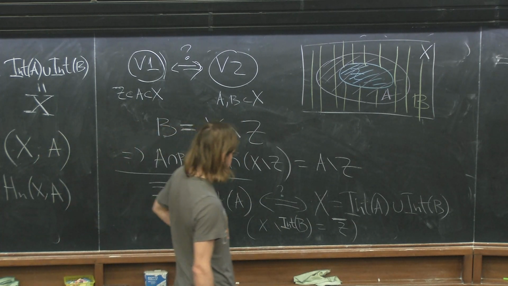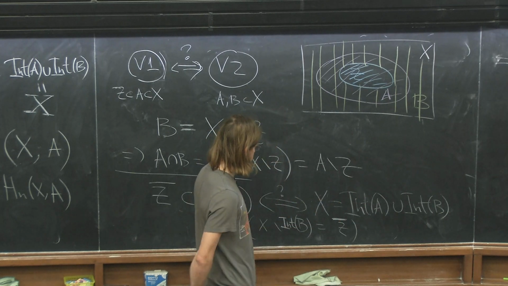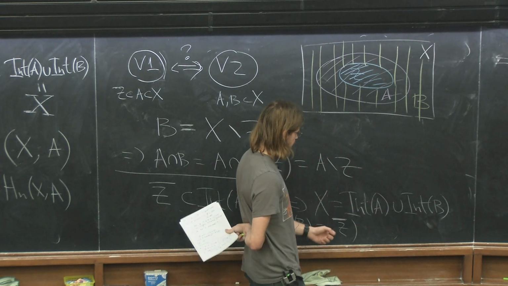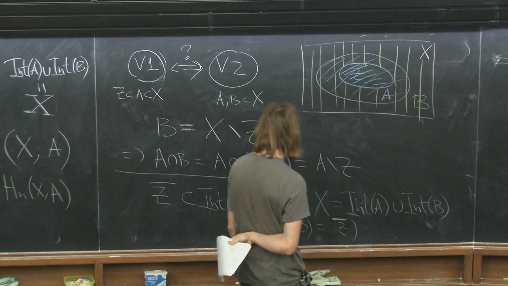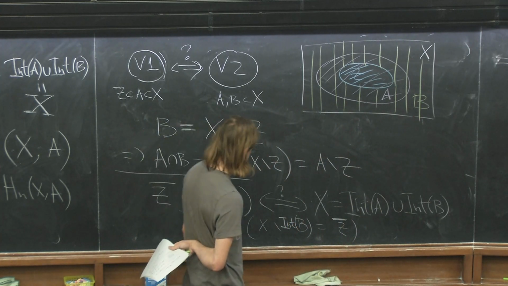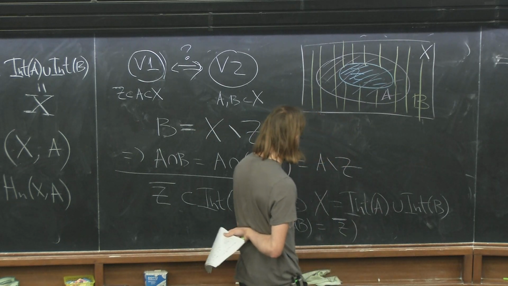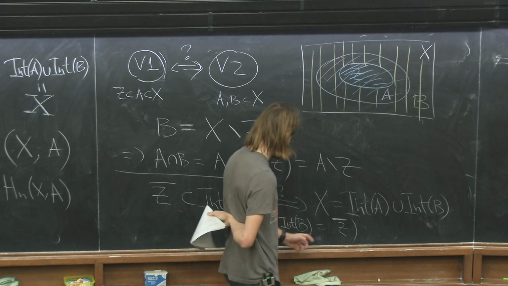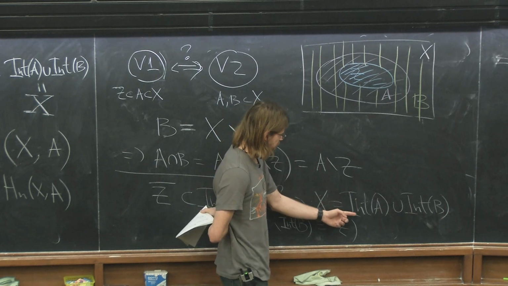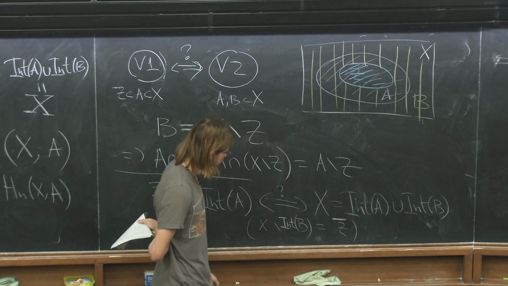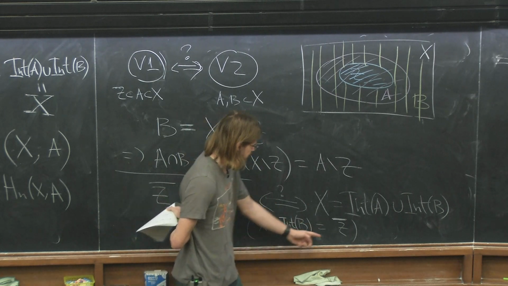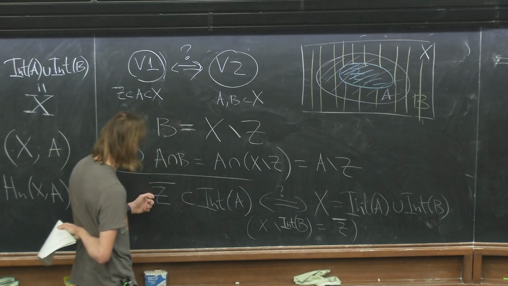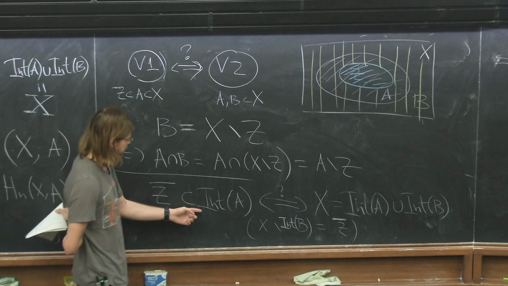So let's go in this direction. What does this say? This says that any point in X is either in the interior of A or the interior of B. Well, suppose this is not in the interior of B. If it's not in the interior of B, then it must be in the interior of A. But if it's not in the interior of B, then by this relation it must be in the complement of Z, sorry, in the closure of Z. That follows that any point in the closure of Z is in the interior of A.